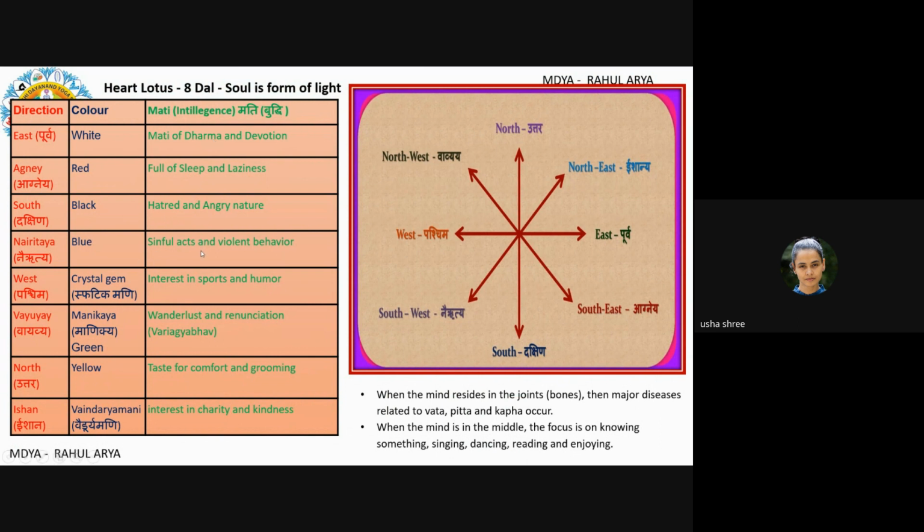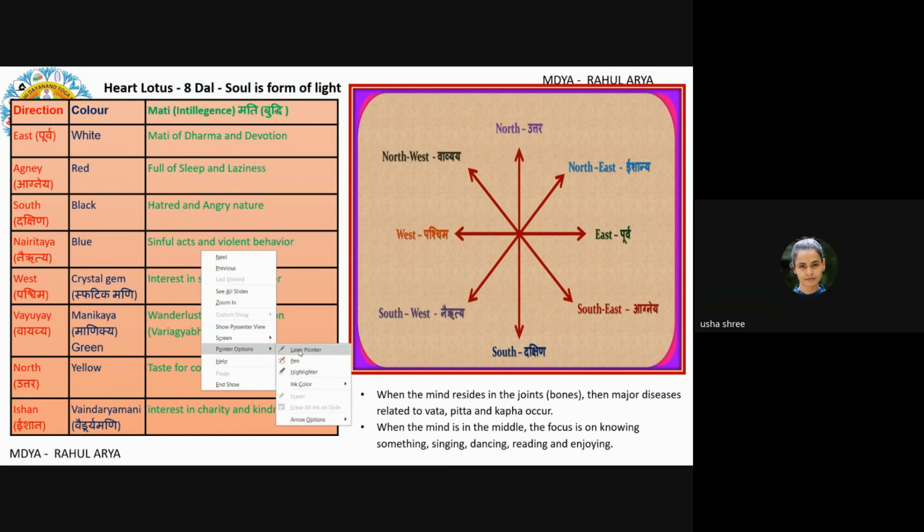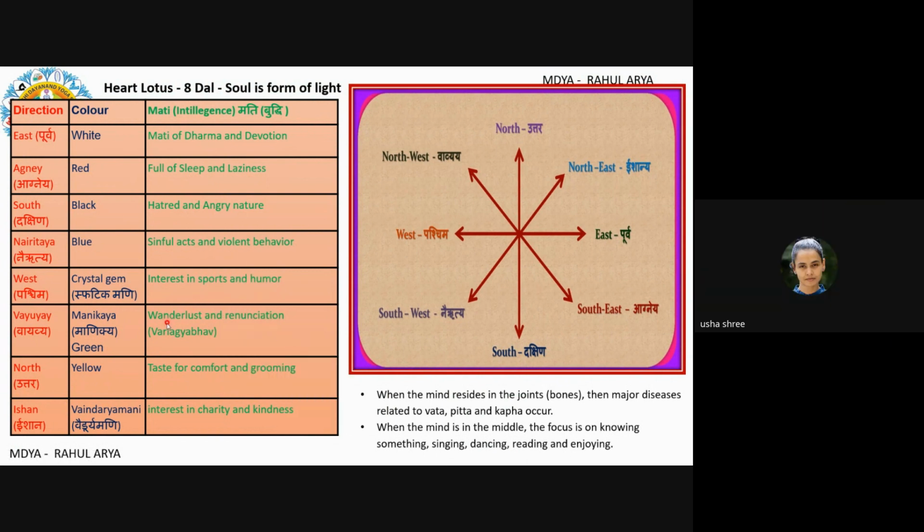Oh, sorry. Yes, ma'am. The directions, the parts which are good for meditation are east, northeast, and north. These three are good for meditation. All the other directions lead to negativity. Yes, ma'am.